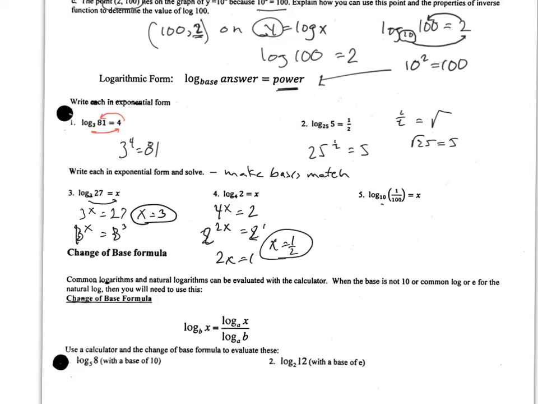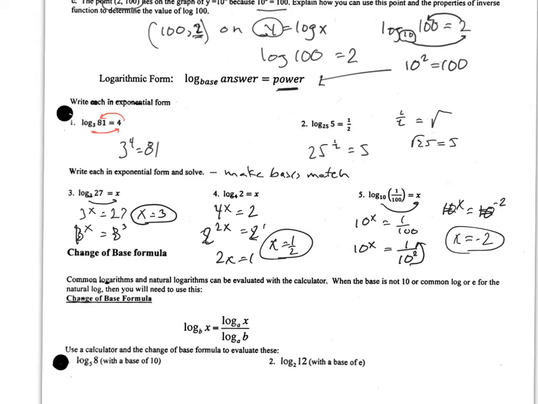For number 5, we swoop this out. We have 10 to the x power equals 1 over 100. Well, again, we can't do anything with 10, but 100 is 10 squared. Now, in order to get this down out from the bottom of the fraction, we have to make it a negative exponent. Negative exponents are reciprocals, and they flip from the bottom to the top, or from the top to the bottom. And so now we have 10 to the x equals 10 to the negative 2, so we ignore the bases. So we know that x equals negative 2.